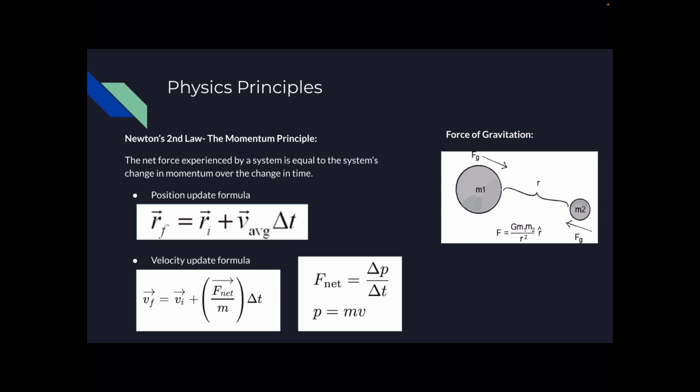The principles used in this lab are Newton's second law, which is the momentum principle, and this states that the net force experienced by a system is equal to the system's change in momentum over the change in time. From this, we derive the position update formula as well as the velocity update formula, which we'll be using within the code. And our other principle is the force of gravitation, which is F equals the universal gravitational constant G times both masses over the distance between them squared.